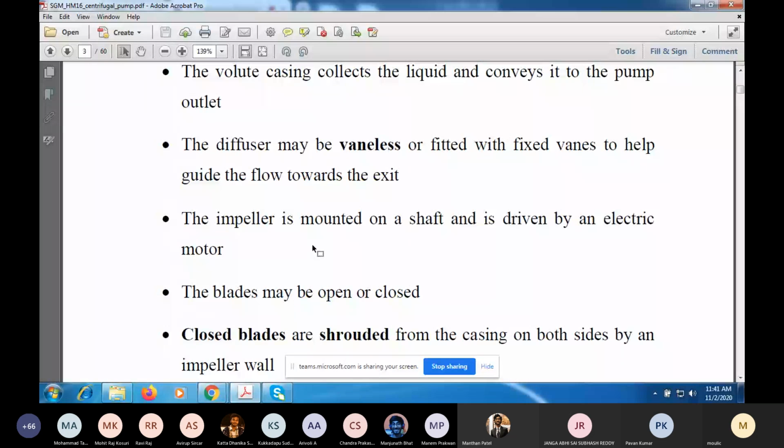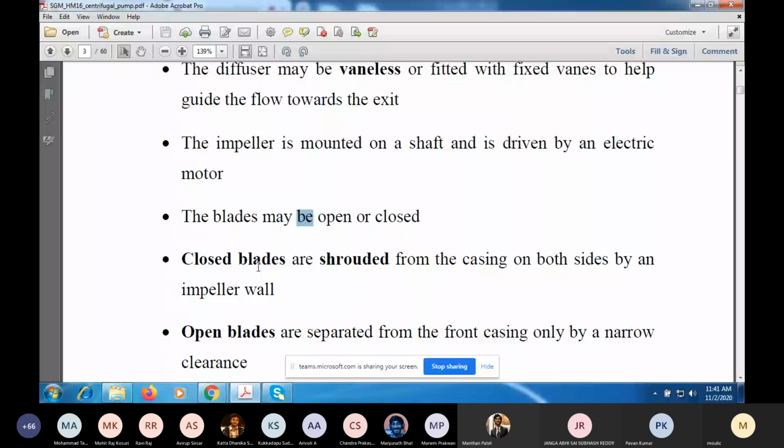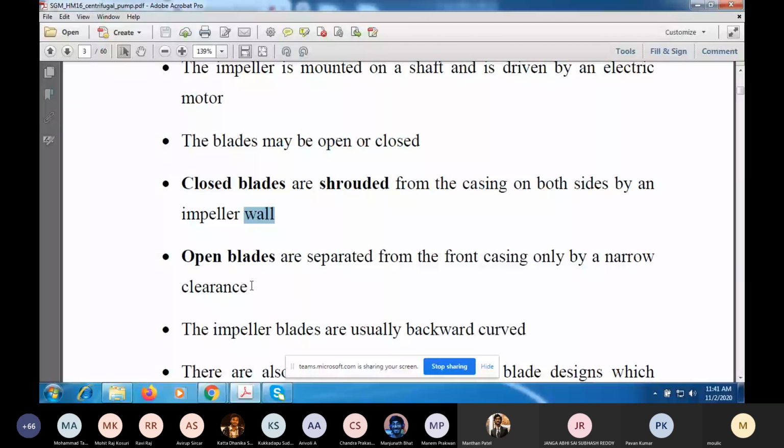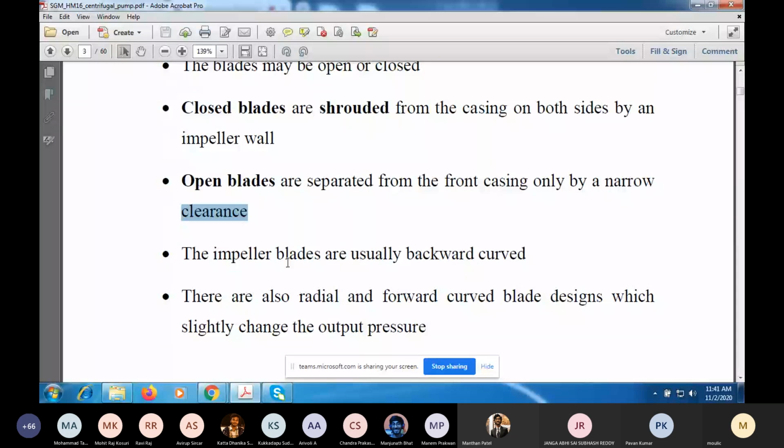Now, the blades may be open or closed. Closed blades are shrouded from the casing by an impeller wall. But the blade may also be open, so it will be just placed inside the casing. And there will be a narrow gap or clearance between the casing and the blade. And we'll show you that for two very good reasons, the impeller blades are what are called backward curved.